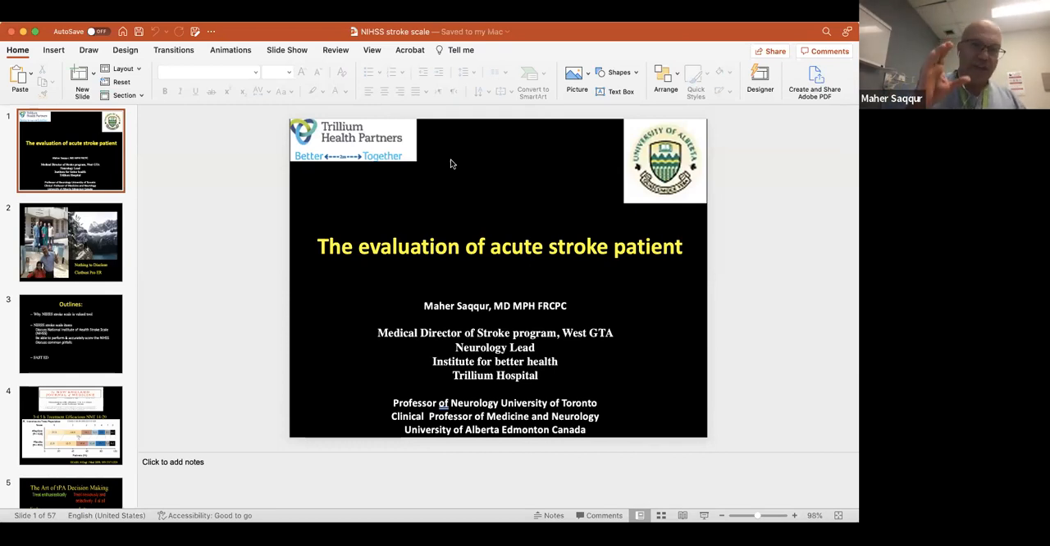It's going to be talking about evaluating the acute stroke patients, كيف يتم evaluating the acute stroke patients, mainly to use the scales, mainly the NIH stroke scale, which is a standard scale to measure the severity of a stroke. يعني شدة الإصابة بالجلطة الدماغية.